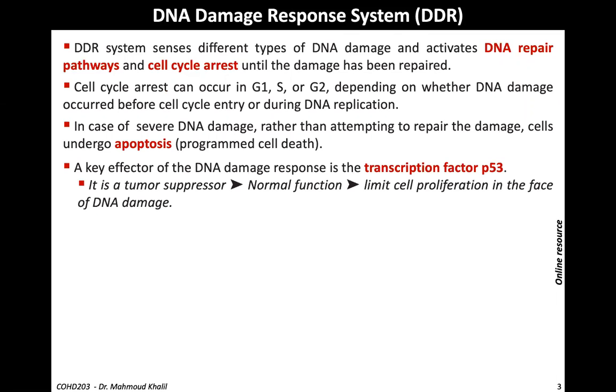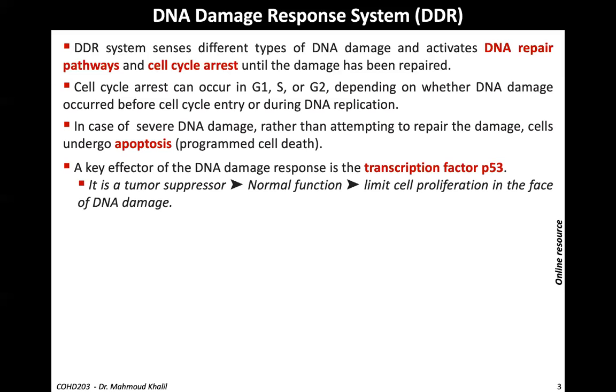One of the key factors of the DNA damage response is an important protein, which is actually a transcription factor, p53. p53 is a tumor suppressor protein whose normal function is to limit cell proliferation in the face of DNA damage. So basically, once this protein senses any DNA damage, it will limit the proliferation in order for this DNA damage not to be transferred to a daughter cell upon division.